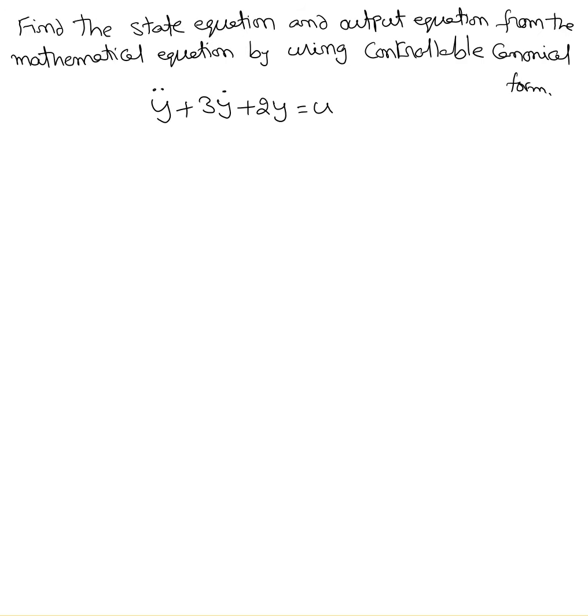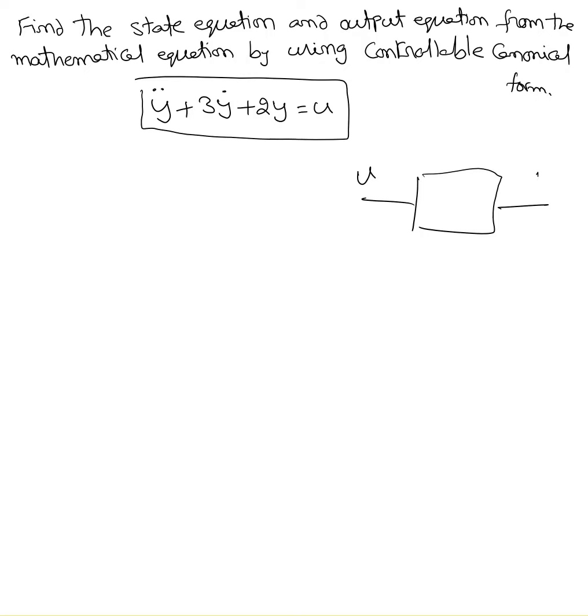In this example, I'm talking about how to find the state equation and output equation from the mathematical equation by using a controllable canonical form. So the mathematical equation is given. What is this mathematical equation representing? This represents a system. Y is the output and u is the input.